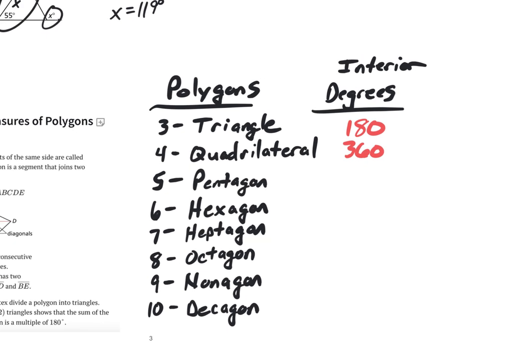Each time that we go down from one to the next, we're going to add 180 degrees. So we keep going up. As we add another side, we're going to add another 180. So then this would come up to be 540. And we could keep doing that as we go down, okay? But we wouldn't want to do that every single time. And so we have a formula that we actually use to help us figure this out.